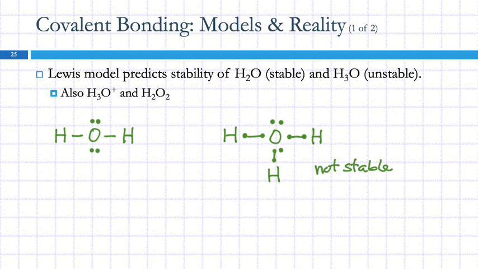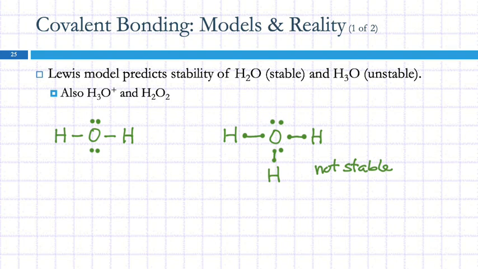Okay, so we have a question. Well, what if we have a question like this? What would we do? Would we say it's not stable? You won't actually be given any questions like this. This is just to illustrate that we can use the Lewis model to predict that this molecule doesn't really exist. So that's not stable. So then we're going to look at H3O+.